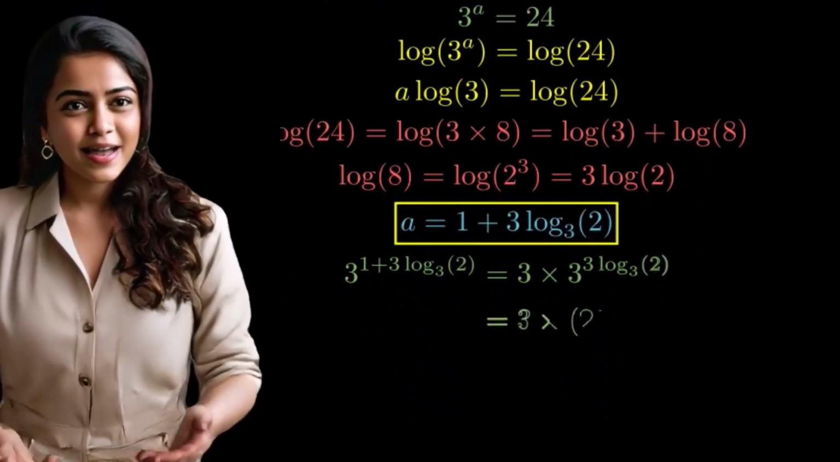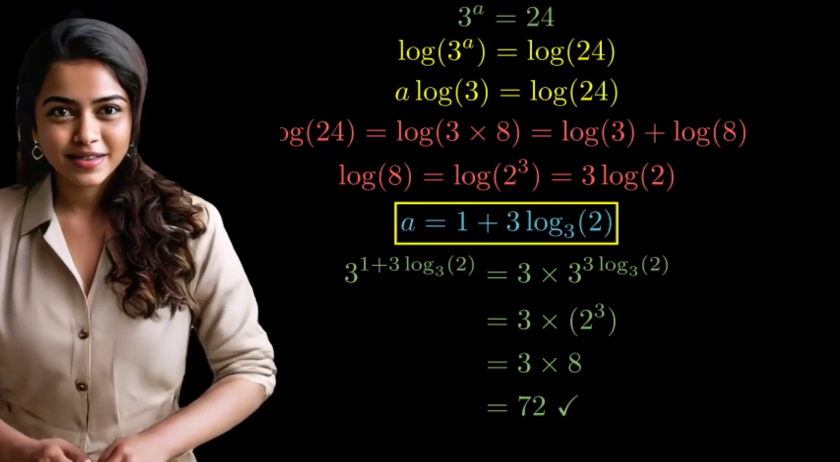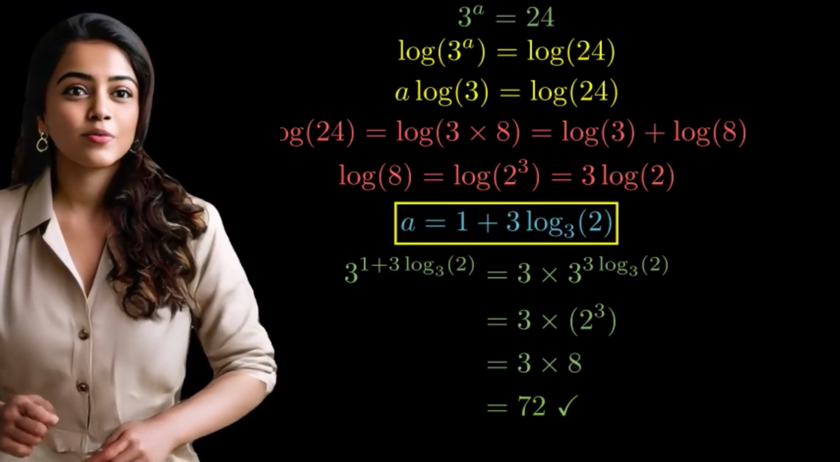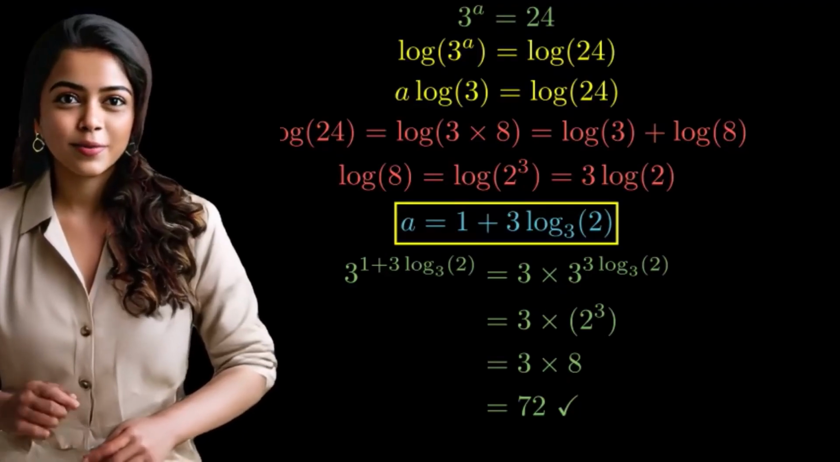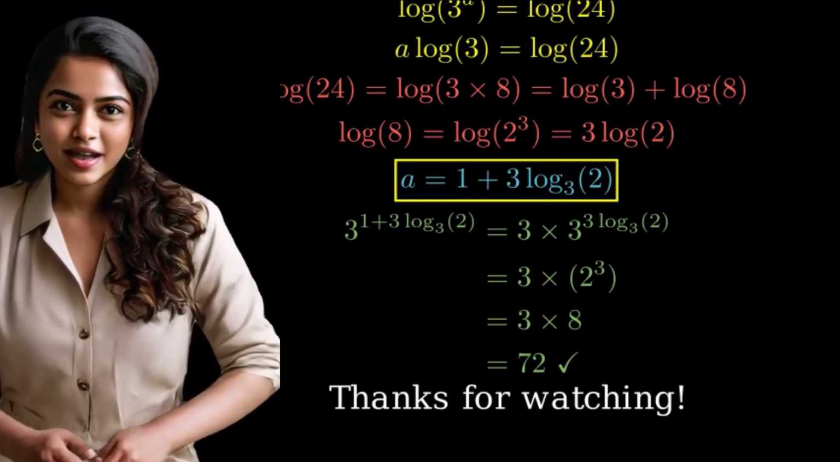Let's verify. Substitute a equals 1 plus 3 log base 3 of 2 back into the original equation. When we simplify, we indeed get 72, confirming our solution. And that's it. The solution is a equals 1 plus 3 log base 3 of 2.